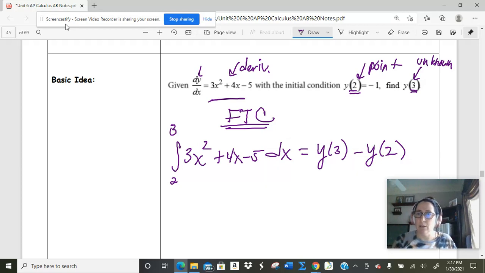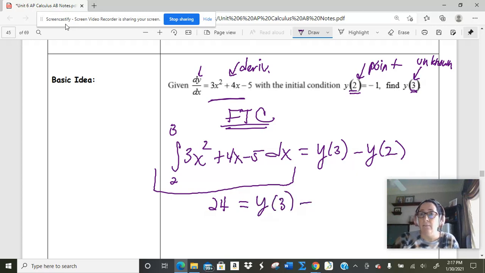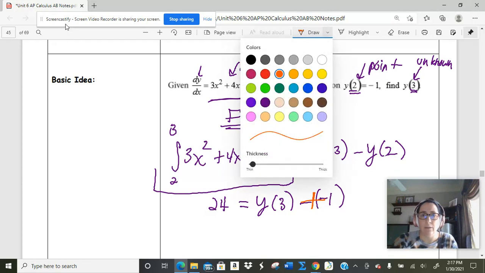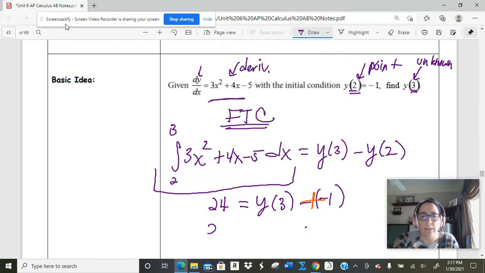So this is kind of like this longer setup, and then we're going to find this, typically in the calculator, but not always. This is one you could do either by hand or in the calculator, okay? But you would get 24. And we're going to say that equals what we're trying to find minus what we already know. So this would turn into the plus 1, right? Because minus a negative. And now I can subtract the 1 over, and I can find what that value is.